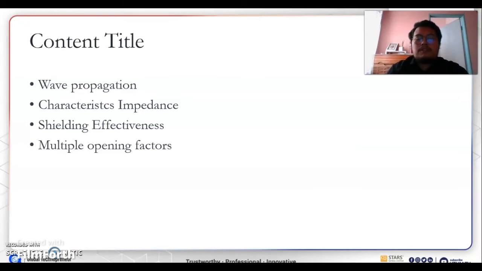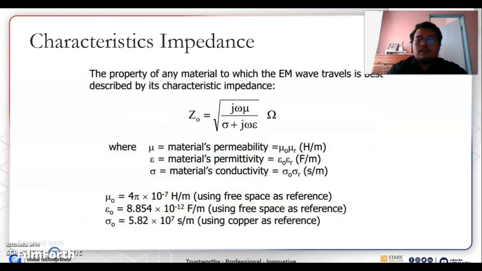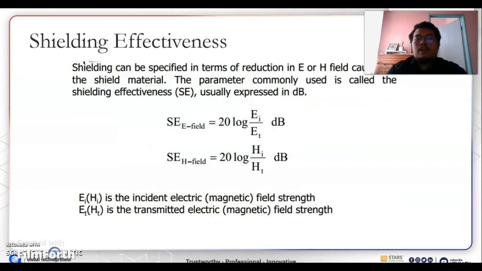We have several topics here, which are wave propagation, which we want to recall, then the characteristic impedance, and our main topic, shielding effectiveness. We will recall the basics of wave propagation, then learn more about characteristic impedance, and then move on to the main topic that we want to highlight in this area, which is the shielding effectiveness.